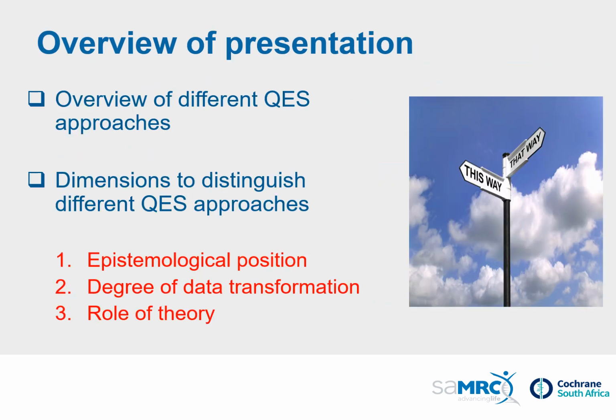In this very brief presentation, I want to cover two main issues. Firstly, I'm going to introduce some of the common QES approaches. Now, there are many different approaches that can be distinguished along many different dimensions. So in this presentation, I'm going to discuss 3 particular dimensions, which I think are quite fundamental and core, and from which many other differences flow. These dimensions are the underpinning epistemological position or assumption of an approach, the degree of data transformation, and the role of theory.